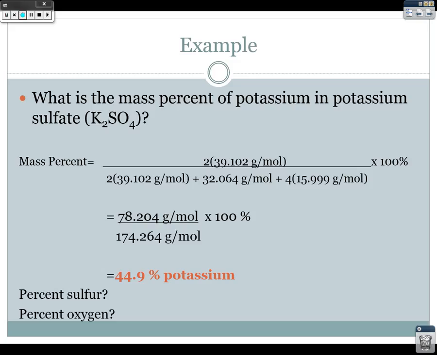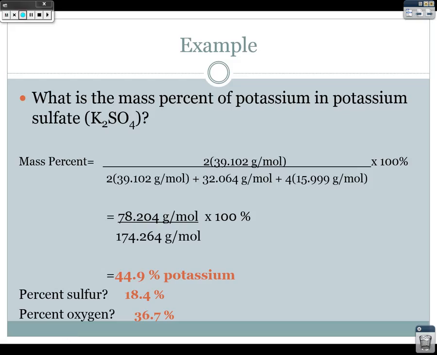Alrighty, so I hope you guys have paused the video and tried to calculate that out. When you do, you should find that the mass percent of sulfur is 18.4% and the mass percent of oxygen is 36.7%. I do want to take a moment here to comment on the fact that the subscripts here are not necessarily indicative of the majority of the mass percents. Just because oxygen has a subscript of 4 doesn't mean it takes up the majority of the mass percent. You have to factor in the actual atomic masses of the elements themselves. So it's not as intuitive as you might think.